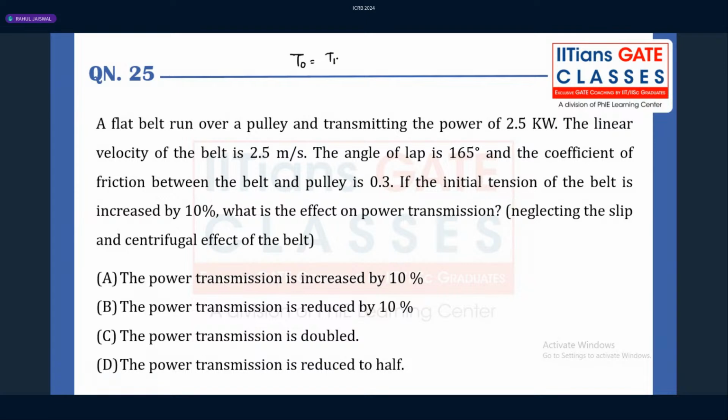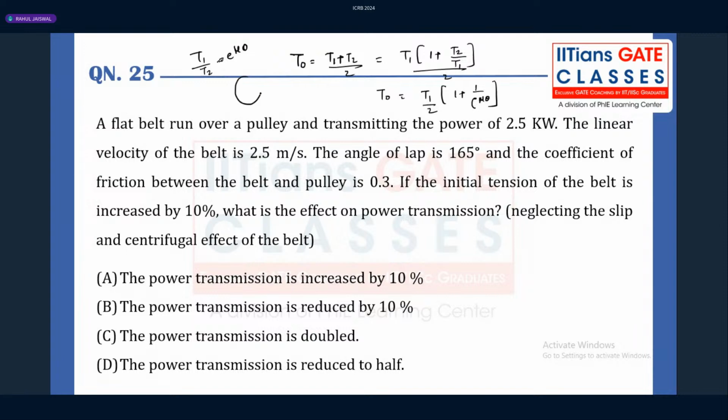T naught equals (T1 plus T2) by 2. If we take T1 common, then what you can get, guys? T2 by T1 by 2. So T naught equals T1 times (1 plus 1 upon e to the power mu theta) by 2. If you take T1 common, you are going to get something like this, because T1 by T2 is e to the power mu theta.